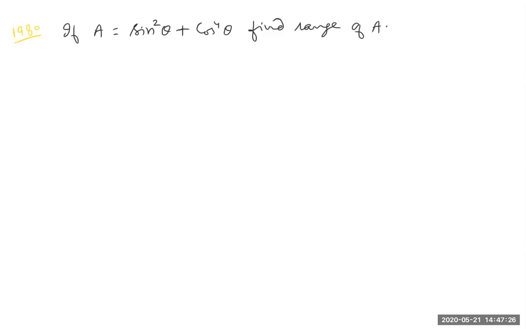Sir, I got minimum value as 3 by 4. I need to find the maximum one. Yes, very good. Maximum value is 4. No, maximum value is 1, I guess. I got 1. Yes, 3 upon 4 to 1. Very good, Rishi Rao.